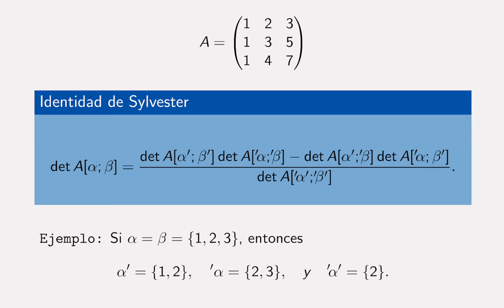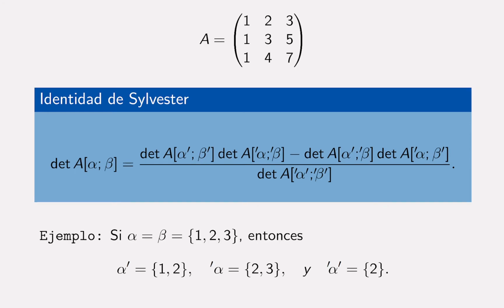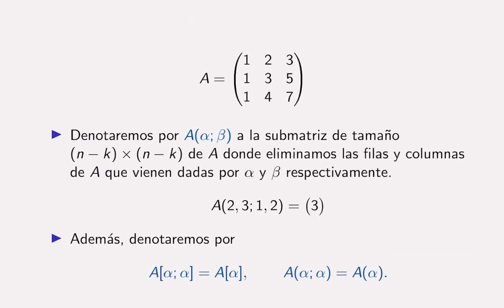So if we want to compute the whole determinant, what we need to do is compute the first 2 by 2 minor times the 2, 3, 2, 3 minor, minus the 2, 3, 1, 2 minor times the 1, 2, 2, 3 minor, over the whole thing, the 2, 2 and 3 minor. So in this way we can compute this determinant.